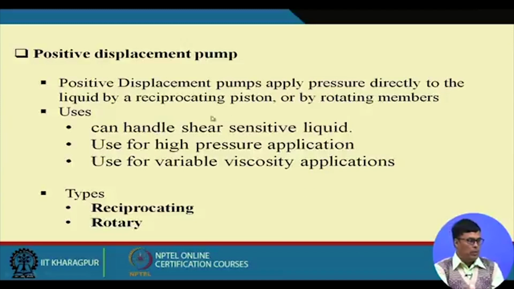Now, a positive displacement pump applies pressure directly to the liquid by a reciprocating piston or by a rotating chamber. Users can handle shear sensitive liquids and use high pressure. This is very important: if we want to have high pressure, then we should go for the positive displacement pump. It can also be used in variable viscosity applications. The types are reciprocating and rotary.